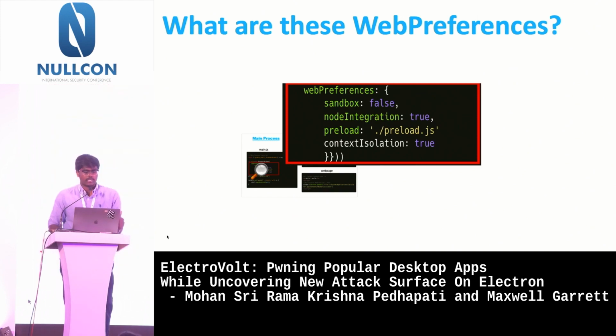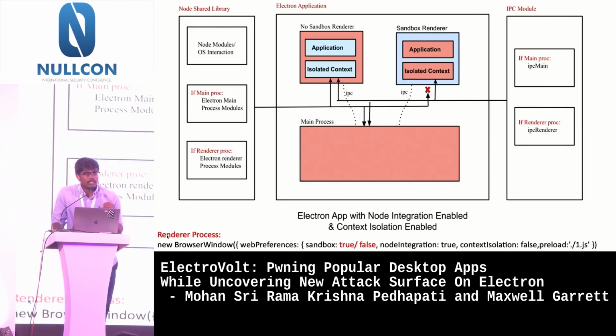So let's first understand the web preferences. There are mainly 4 web preferences we need to understand. The first one is sandbox, then node integration, preload, and context isolation. So let's first understand the sandbox.